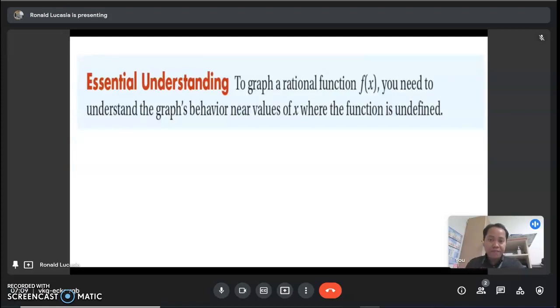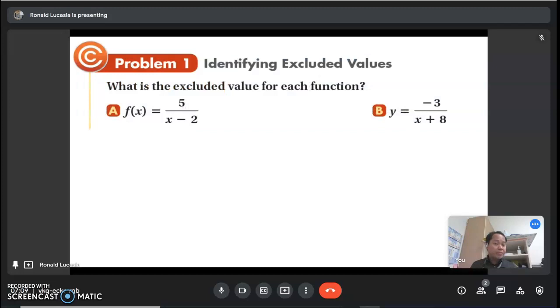To graph rational functions, you need to understand the graph's behavior near the values of x where the function is undefined. And the function becomes undefined when the denominator is 0. So when the denominator is 0, that's going to be undefined. So we have to find the excluded values because that's the value that will make the denominator 0.